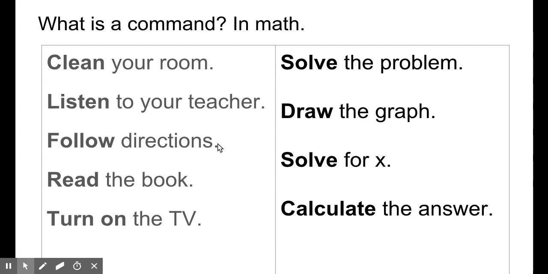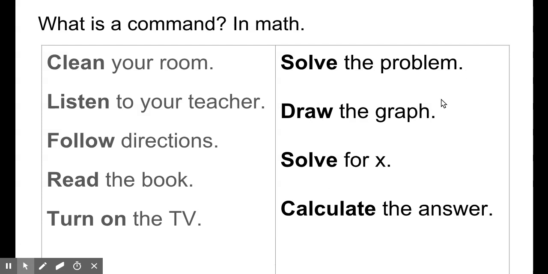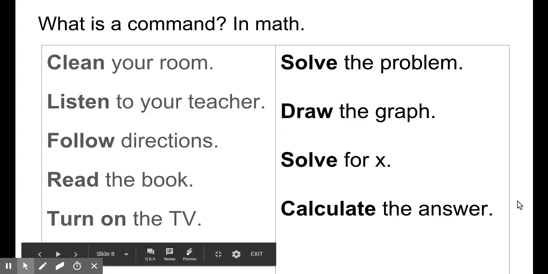Now, in math, the commands also start with verbs as well, but these are verbs that are specifically tied into the math domain, such as solve the problem, draw the graph, solve for x, calculate the answer. So as you notice, the verbs here are more math-centered, like solving and drawing and calculating, but they still have the same punctuation mark that ends them, the famous period.